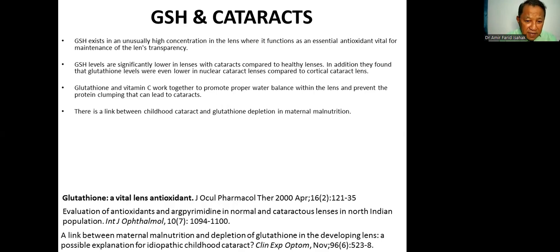There is even a link between childhood cataract and glutathione depletion in the mother, in maternal malnutrition. You see, that's how important glutathione is. If the mothers have glutathione depletion, then the babies born are at risk of childhood cataract.